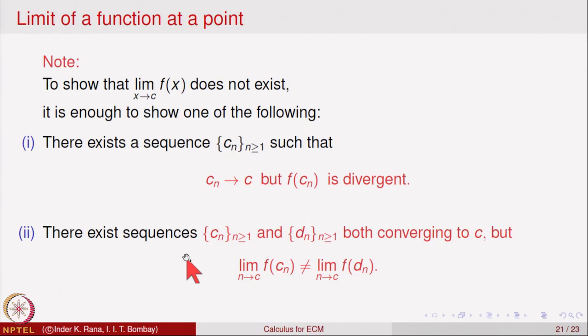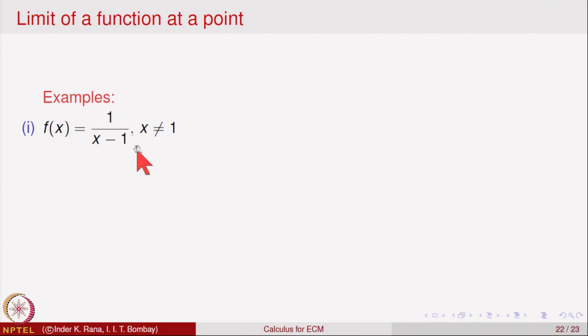Okay. So, let us look at one more example, so that the idea settles down. Let us look at this example, f(x) is equal to 1 over x minus 1 if x is not equal to 1. So, what is the domain of this function? The domain of the function is all real numbers not equal to 1, because at x equal to 1 the denominator will be 0. So, this is not defined.